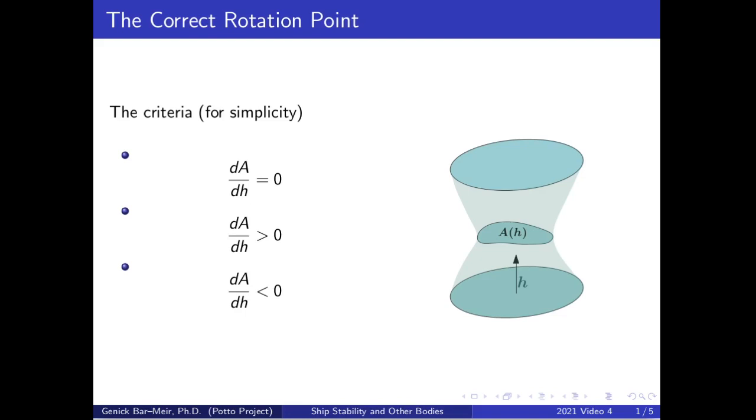If the derivative is positive, that means the cross area increases with the height. The rotation point moves to the left, and vice versa. If the cross area reduces with the height, it will move to the right. And what do I mean by that?